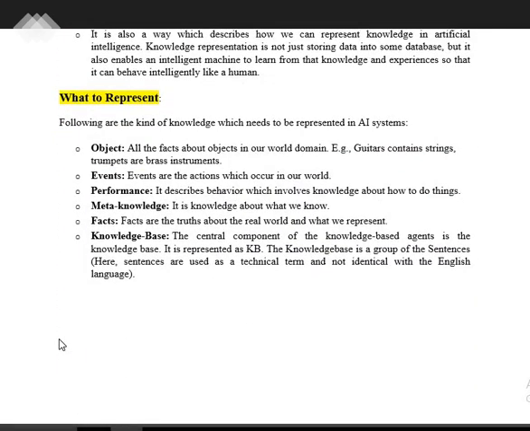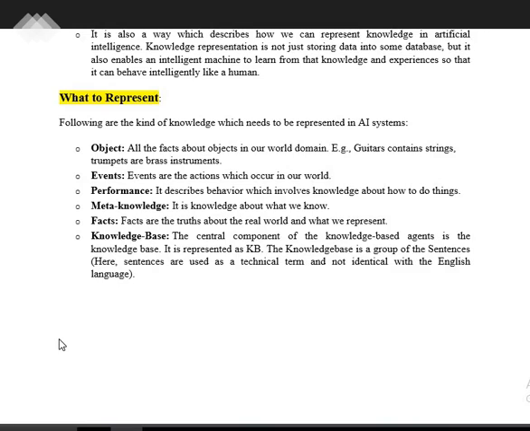So when we talk about knowledge, what exactly are we planning to represent, and how is the intelligent system going to be represented? The first thing that comes to mind is the object. What are the real-time objects? All the facts of objects that come with the real world domain. For example, a guitar contains strings, trumpets, bass instruments. These are musical instruments. The information gathered can be utilized for playing music, songs, etc.